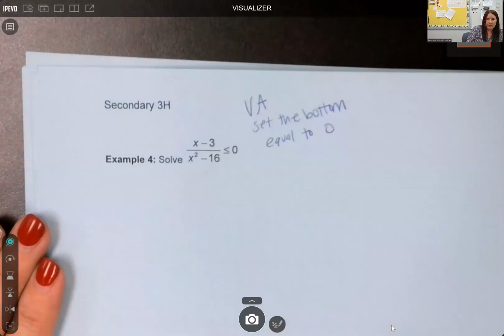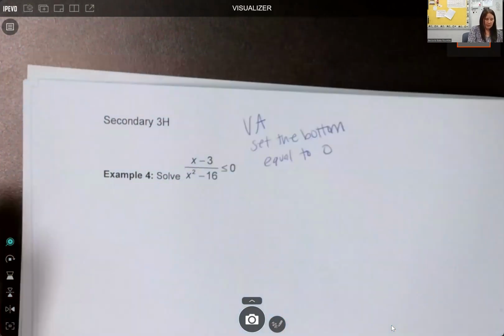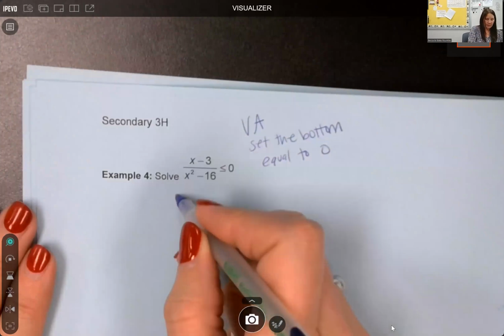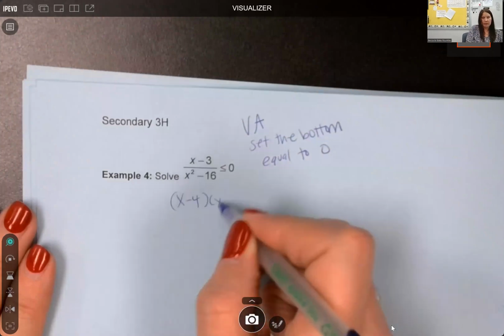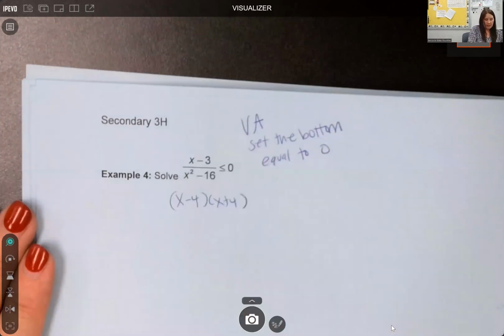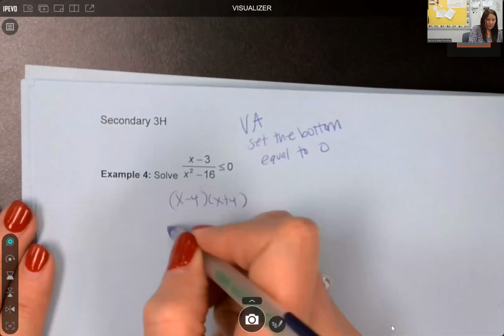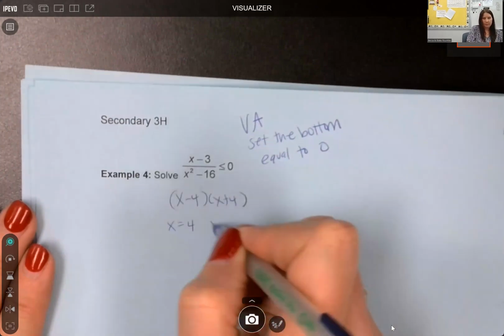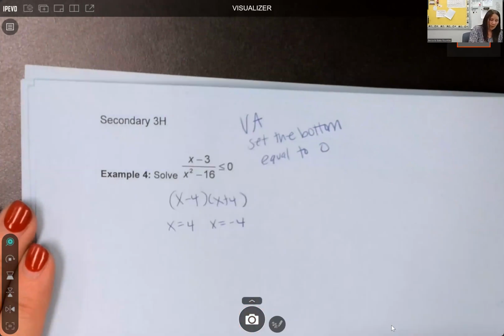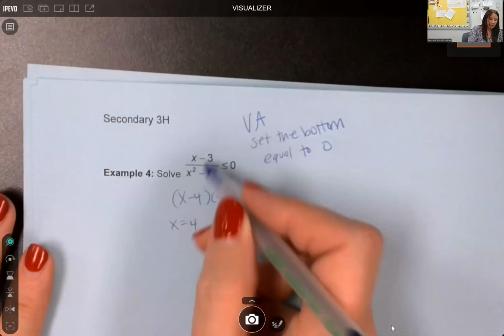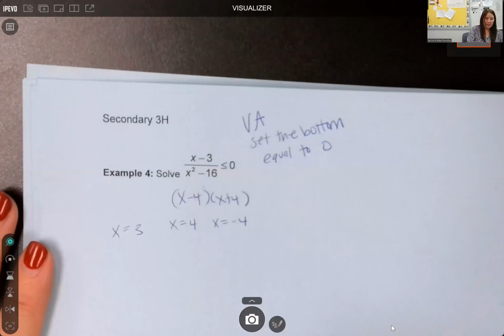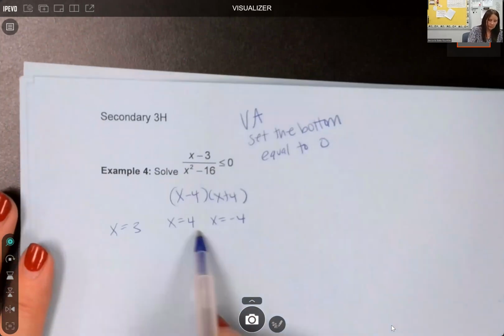Okay, basically I'm finding my excluded values. So this is x minus 4 and x plus 4, because that's a difference of squares. So the vertical asymptotes are 4 and -4. And then if I set the top equal to 0, I just get 3.